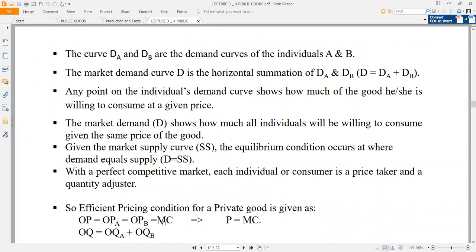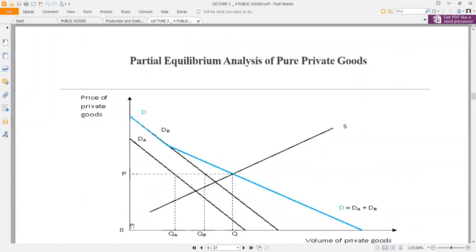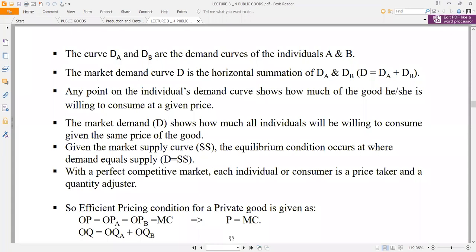And remember, it should be equal to what? The marginal cost. But the quantity at that equilibrium point is going to be what? The sum of OQA and OQB. So if you add OQA and OQB, that's where we get our OQ. So this is what happens in the market for a private good, what we already know.